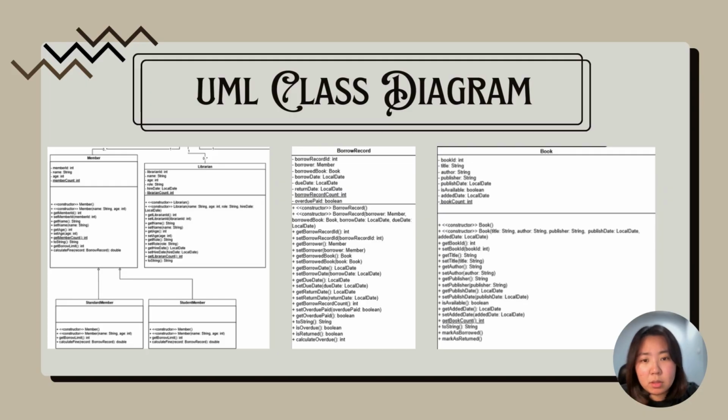In addition, the member class as a parent class is derived into standard member and student member. This makes it easy to extend member types in the future. And the last are the book and librarian classes. They record the essential information. This is all for the UML class diagram.